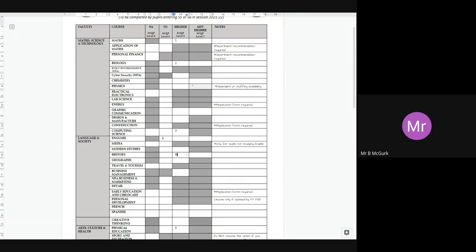Generally speaking, these courses take place in our vocational training centre. It's really important that young people make the best effort in applying for these courses to ensure that they have the best chance of securing a place in the vocational training course.